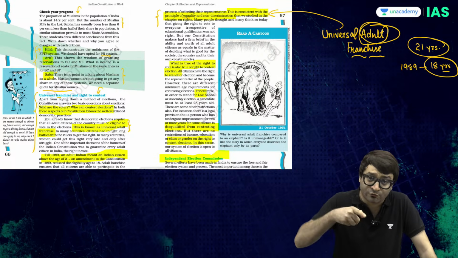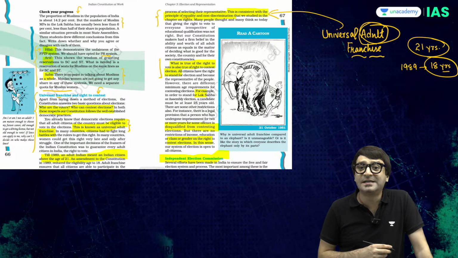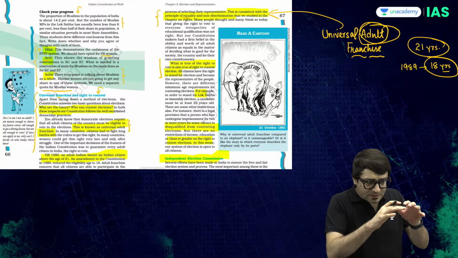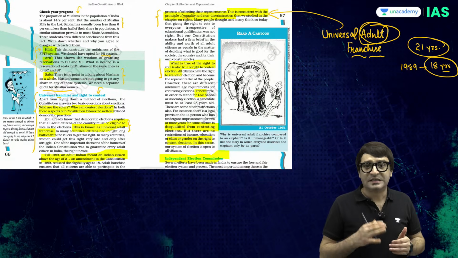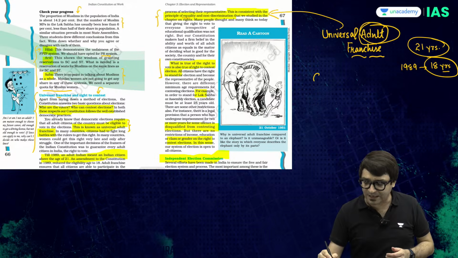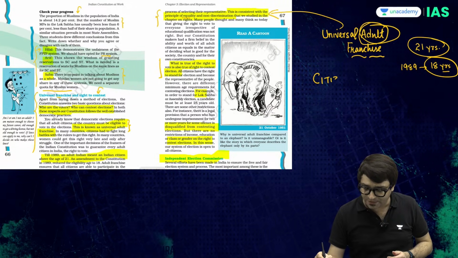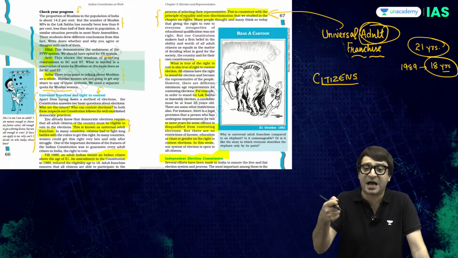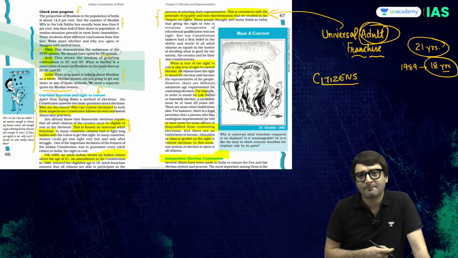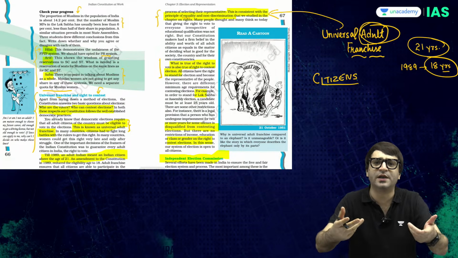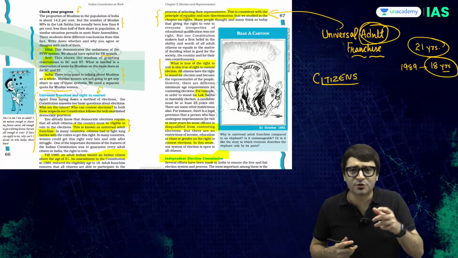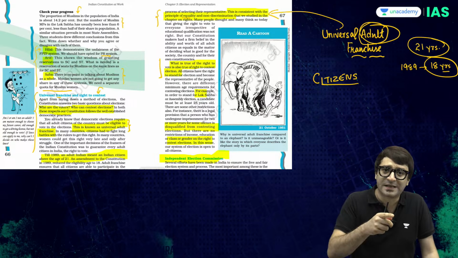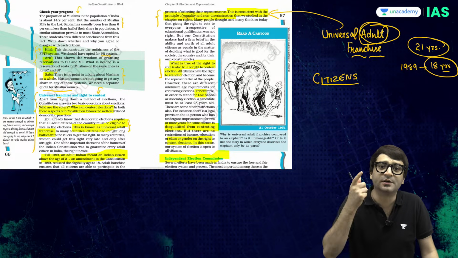And what is true for voting is also true for contesting elections. This right to contest elections, this right to vote in the elections, is given only to the citizens of India. Only the citizens have the right to contest elections, to stand for the elections, to vote. But yes, there can be additional qualifications as well. If you want to contest the Lok Sabha election, you should be 25 years old. If you want to contest the Rajya Sabha election, you should be 30 years of age.